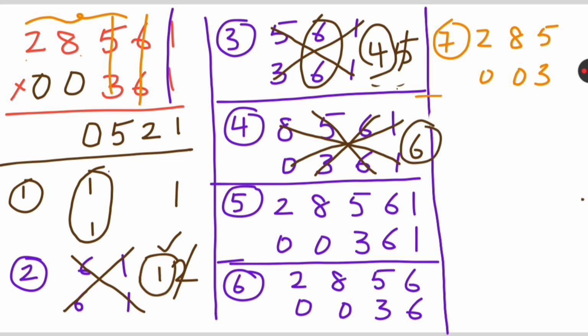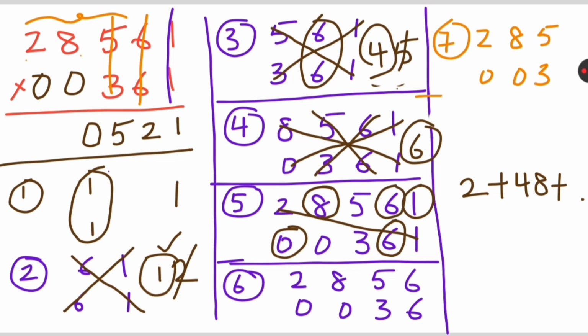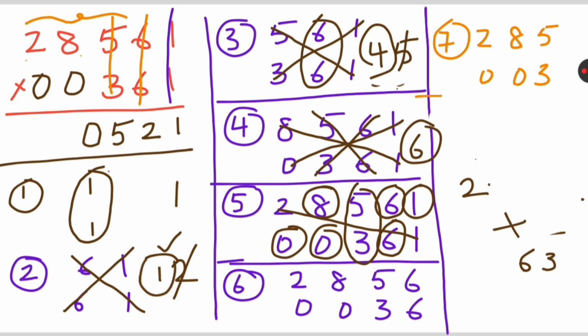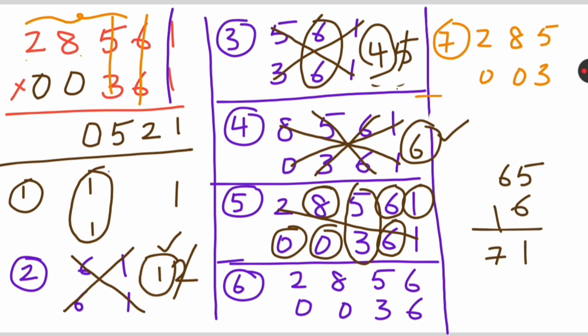Now multiply the fifth step, cross multiply. 2 times 1 is 2. 1 times 0 is 0. Then 8 times 6 is 48. 6 times 0 is 0. Then 5 times 3 is 15. 48 plus 15 which gives 63. 63 plus 2 which gives 65. 65 plus carry 6 which gives 71. 1 here, 7 carry. Now go for the sixth step.